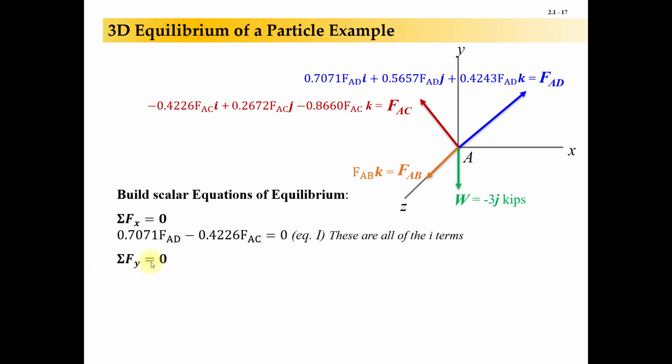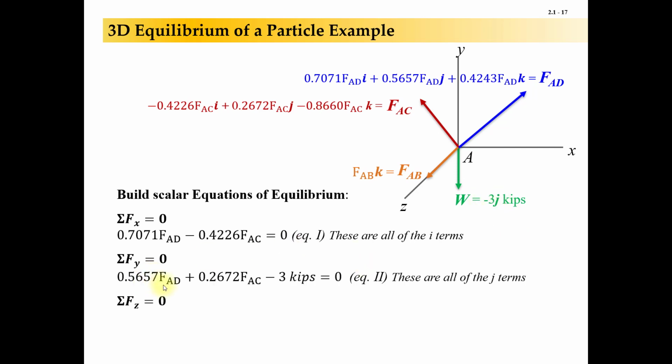Sum of forces in the y, you guessed it, I'm going to do the same thing with my j terms. So now I'm going to have 3 values: 0.5657, 0.2672, and minus 3. So I have 0.5657 FAD plus 0.2627 FAC minus 3 kips equal to 0. I'm going to call that equation 2.